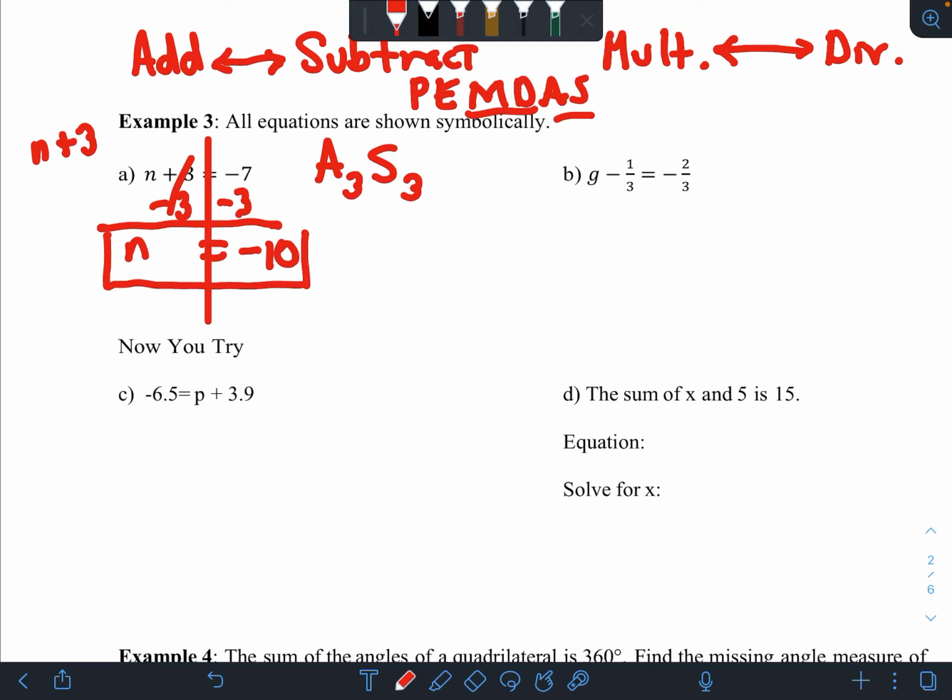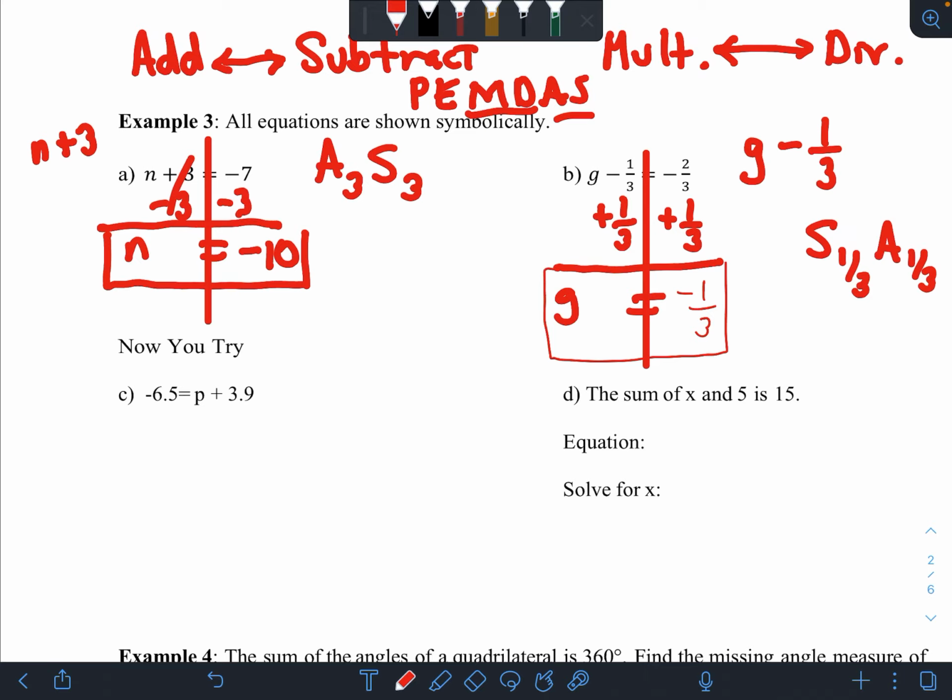Even if we have fractions, the problem doesn't change. The idea is still the same. We have a g, and it wants to be by itself. We took away 1/3 from g. What's the opposite of subtracting 1/3? Well, the opposite of subtraction is to add 1/3. Put a line down our equal sign, and we're going to add 1/3 to both sides. We end up with g is equal to negative 2/3 plus 1/3. That gives us negative 1/3 as our final answer.